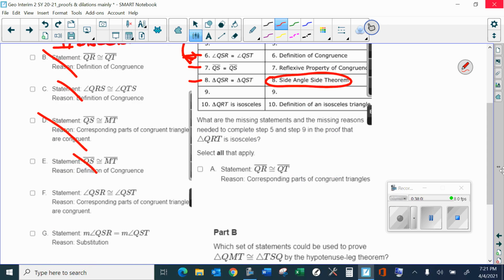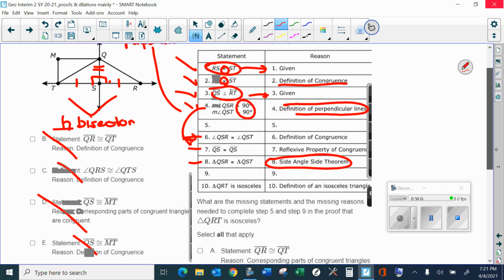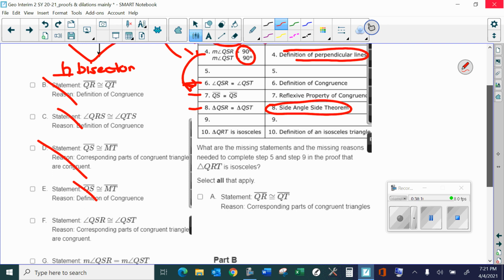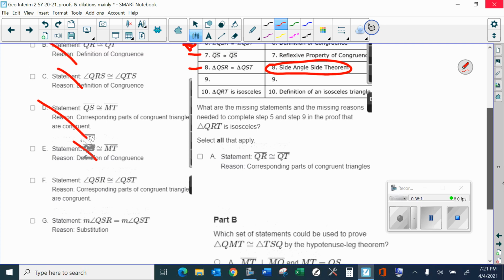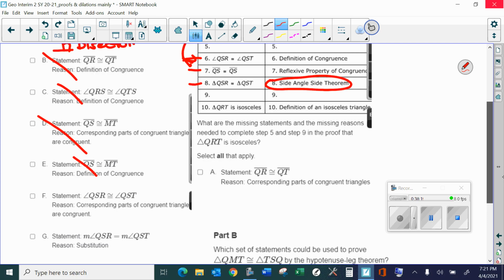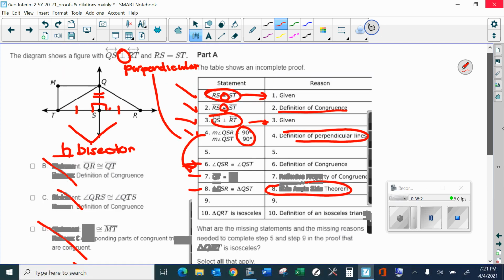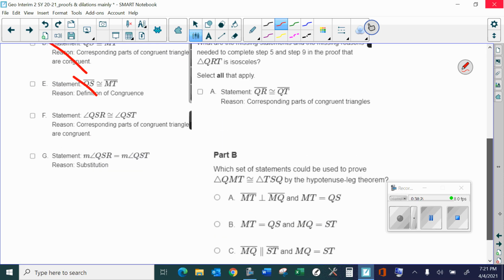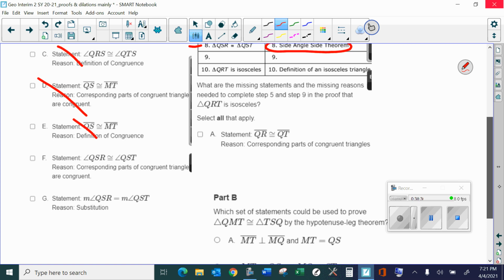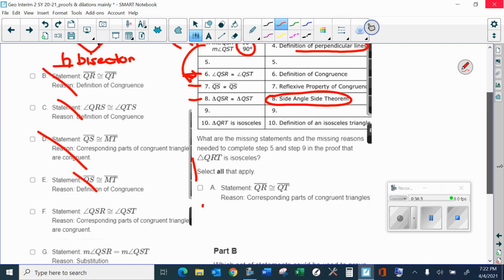Angle QSR. QSR, yes, is congruent to QST. Okay, that's true. Corresponding parts of congruent triangles. No. Oh, this must be under a different step, not in this 5 through 10 here. When missing statements, measures need to complete step 5. Oh, okay, right here.